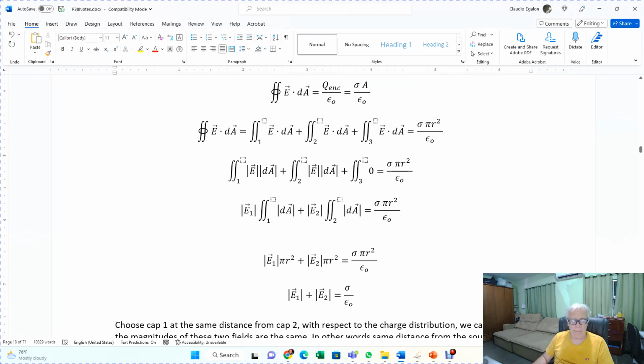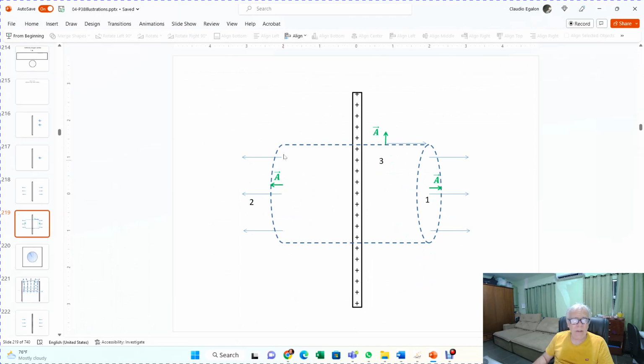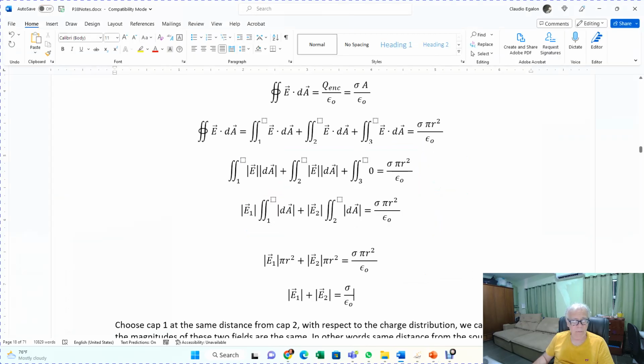Well, we do the following. There's this little trick. If we choose the distance of this cap to the charged plate the same as the distance of this cap to the charged plate, we can state in a very reasonable fashion that the magnitude here must be the same as the magnitude here because the distance to the sources are the same. That's the key realization that we must have to solve this problem.